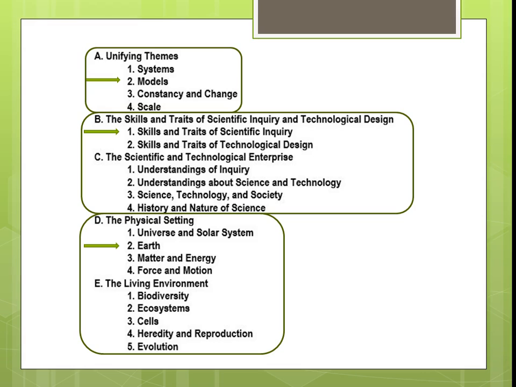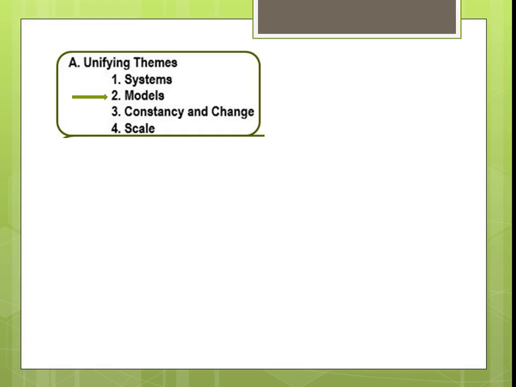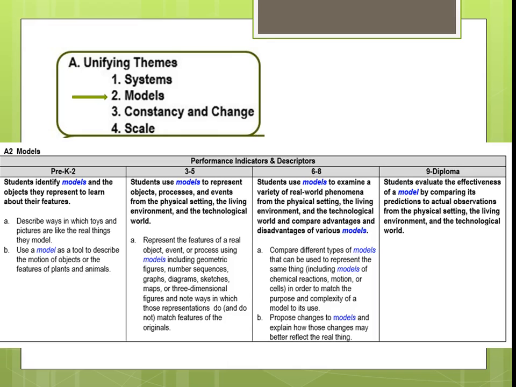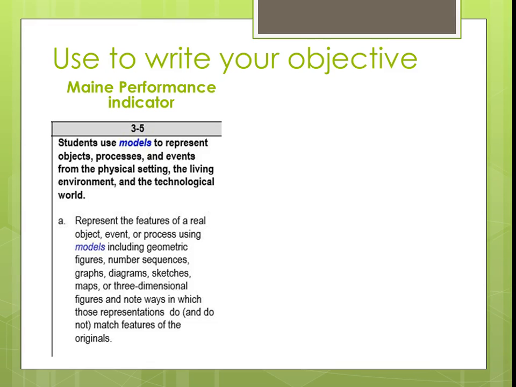So now let's take each one of these one at a time. Let's start with unifying themes. I picked that I need to look at performance indicators under models. So I go to that page, and as you can see, the performance indicators start at pre-K through 2 all the way up through high school to graduation. Since my lesson is on fourth grade, I would be looking at these right here. So on the next slide, I'm going to pull only the 3 through 5th grade performance indicators out and only look at those. So here they are.